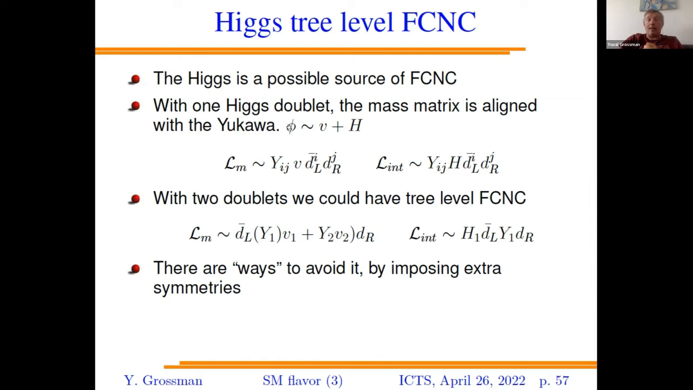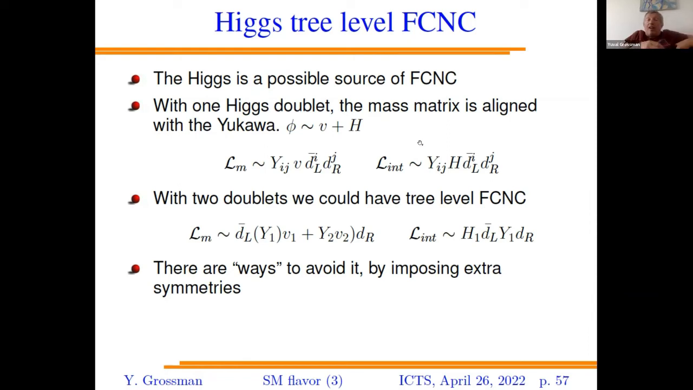Because phi, the Higgs field, after it acquires a vev, is proportional to v plus h. v is a number and h is a field. So then we get the mass term, and the mass term is proportional to the Yukawa coupling times v. And the interaction of the Higgs is proportional to the same Yukawa coupling, right? It's the fact that we have only one phi that tells us that the mass term and the interaction term are proportional to the same matrix, Y_ij. So when I move to the mass matrix, when I diagonalize this, I automatically diagonalize this, okay?